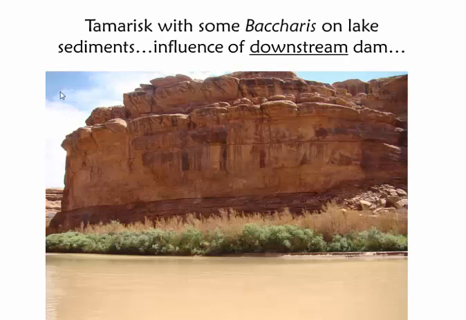So what's that look like? Here's the tamarisk, and it's defoliated by beetles. You can see it yellow in the background, with a little bit of Baccharis in the foreground. Well, maybe a lot. But this vegetation type seems to be driven by the influence of the downstream dam.